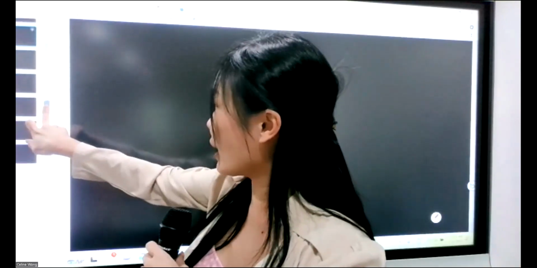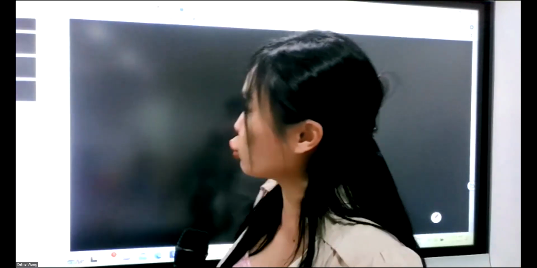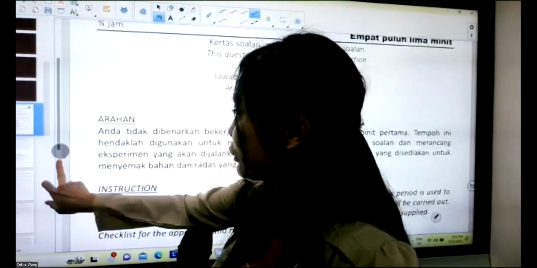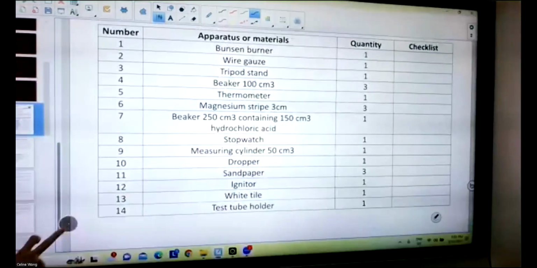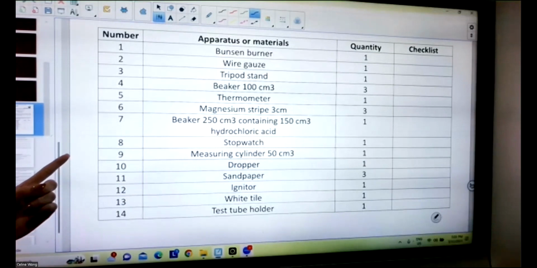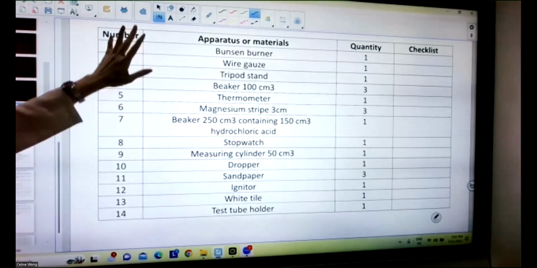Good day to everyone. Let's start our paper 3 revision for tomorrow's exam. Okay? So, Celine tried my very best to mention all the possible questions that will come up in the exam. So this will be the list. I think this list should be quite similar to the one that you mentioned. Okay? So this is the list.